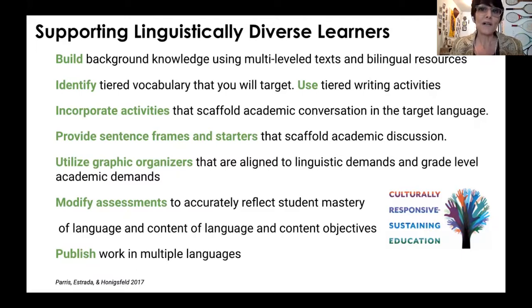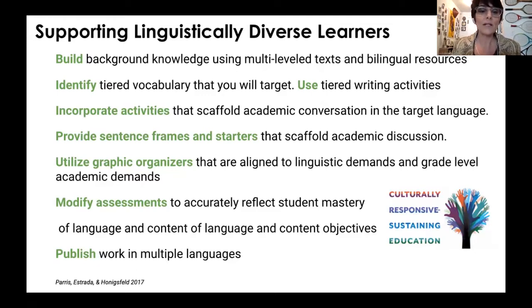Something we didn't talk about was modifying assessments. And this is always a great conversation starter. Maybe that's a future Tune-In Tuesday as well. But really, modify assessments so that you can get an accurate assessment of your students' mastery. Because oftentimes we give our ELs the same exam in a social studies class as we would to all the other students in the class, and that may not be appropriate for that student based on their language proficiency level.